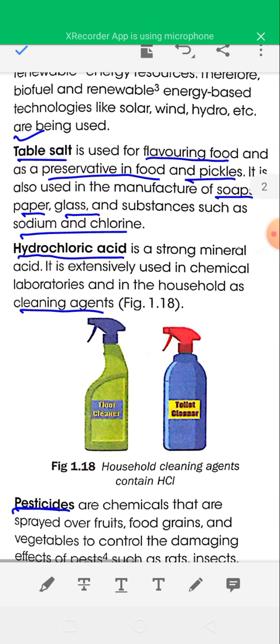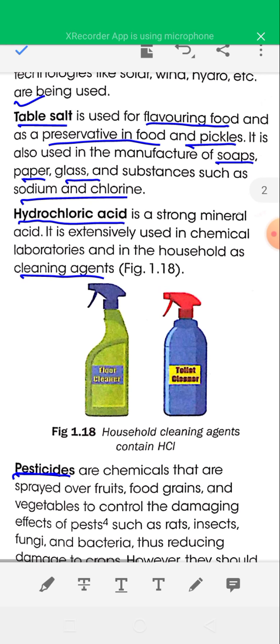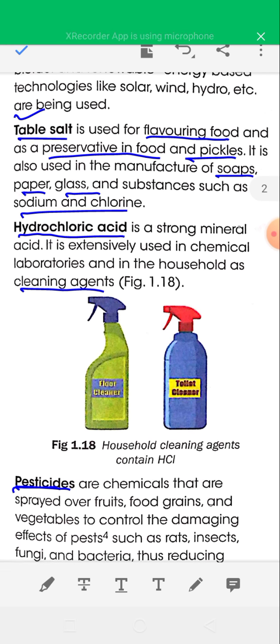The next chemical substance is hydrochloric acid or HCl. It is a strong mineral acid, and it is extensively used in chemical laboratories and in the household as a cleaning agent.